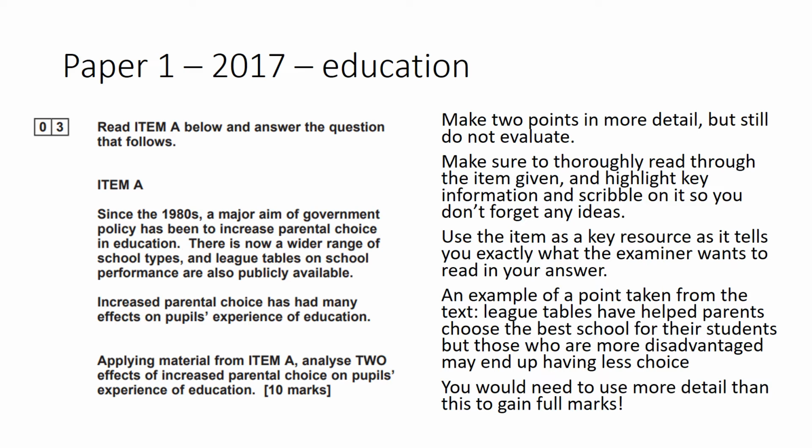Like I've written on the slide, the item is a really key piece of information to know exactly what the examiner wants in your answer and what they're looking for. From this item, I've taken the fact that they want me to say how the league tables have helped parents choose the best school for their students, but those who are more disadvantaged may end up having less choice. Obviously you would need to go into a lot more detail than that, and bring in possible research that you can apply to it. But that is basically the general base of that question.